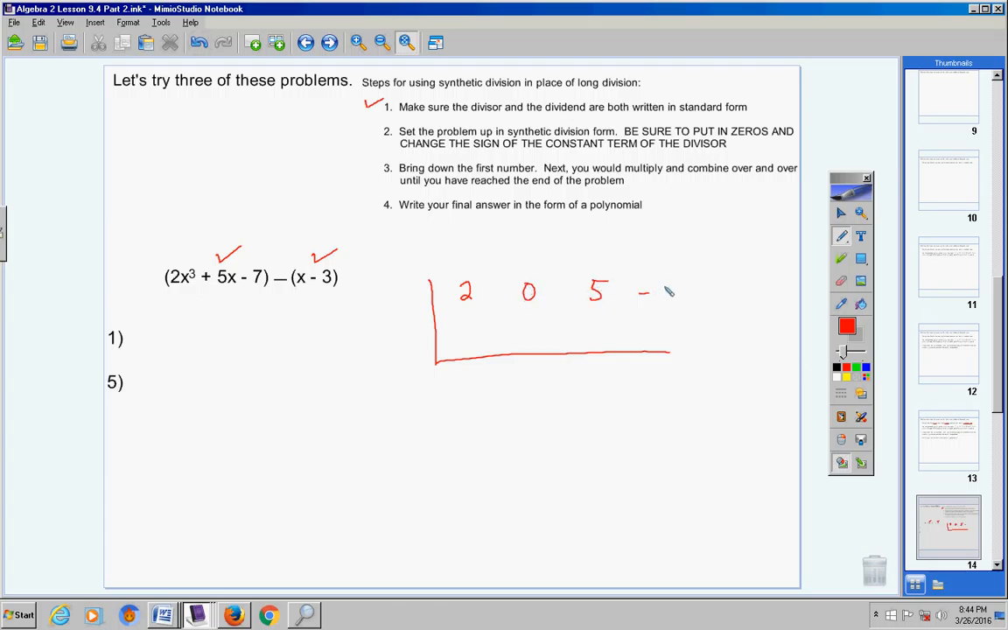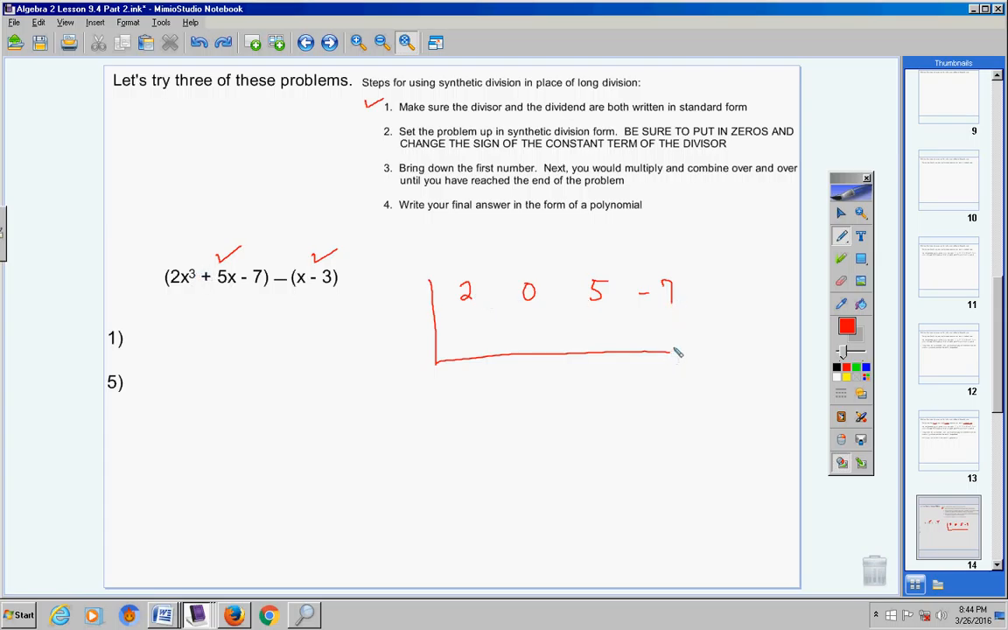Mr. Earhart, what if I forget to put a 0 in? Hey, listen, you can run a test. What is your degree right here? 3. In your head, add 1. What is 3 plus 1? 4. How many numbers do you have? 4. If you always add 1 to this number in your head, it should match how many numbers you have going across. That's a great side note. I would pause the video and write that down. If you add 1 to the degree of the dividend, that will tell you how many numbers you should have going across.